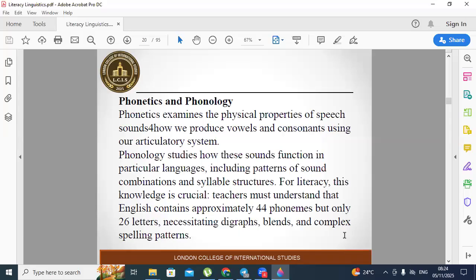This mismatch creates the need for digraphs, two letters representing one sound, like SH, blends, multiple consonant sounds in sequence like STR, and complex spelling patterns. This is why English spelling is so challenging. We do not have a one-to-one correspondence between sounds and letters. Instead, we have complex patterns that must be systematically taught.